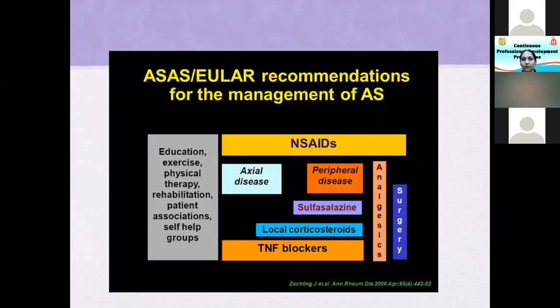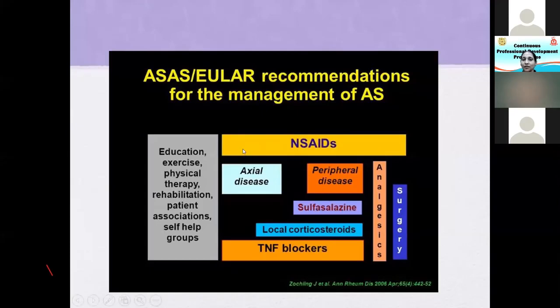So this again shows the management. It's very important to educate the patients, because what happens with the axial involvement, there'll be reduced movements of the spine. So exercise, physical therapy, rehabilitation is very important. We have to tell the patients to exercise regularly to keep the mobility of the spine. Non-steroidal anti-inflammatory drugs for all.